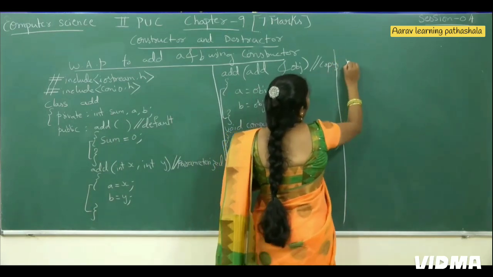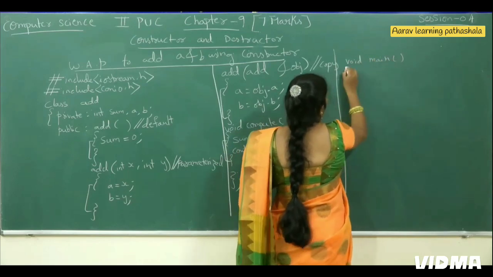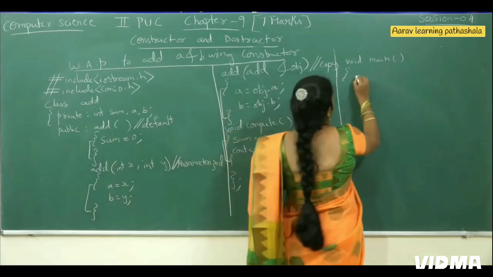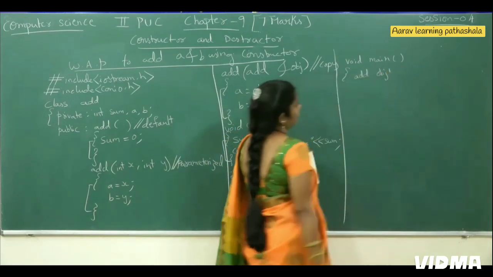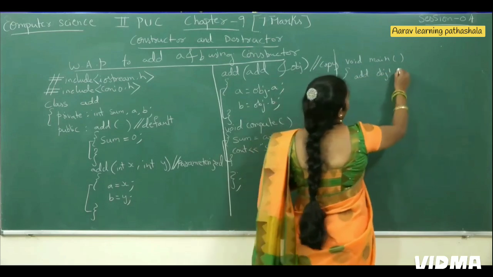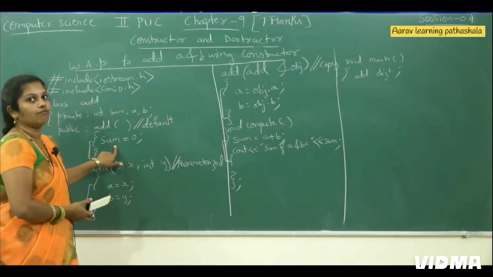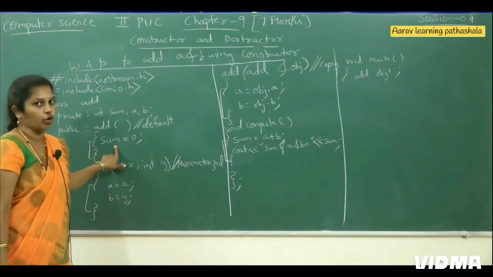How to write the main program? Void main. Here create the objects one by one. How to create an object? Add object 1. Then which constructor function is going to execute? It will execute the first constructor function, because on the object we do not have any argument.